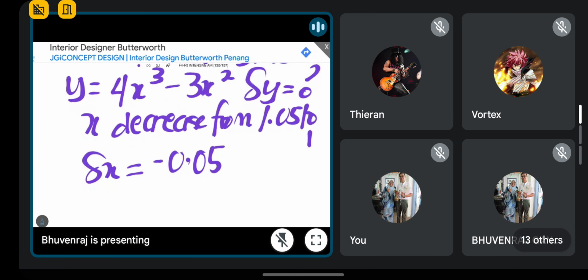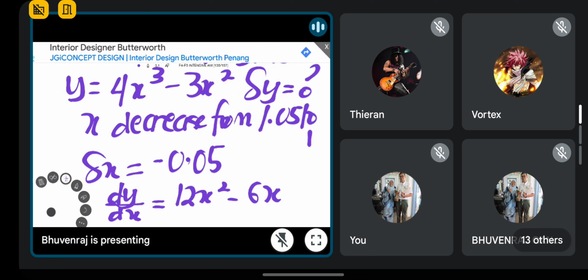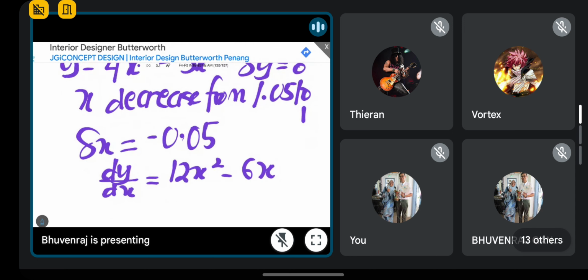Okay, so how to do it? Kamu kena bezakan dululah. Based on the formula, you must differentiate the equation. So you should get 12x squared minus 6x. Okay, second question. This part interesting. Guys, x value over here. Saya ganti 1.05 atau 1. Which one do I substitute inside the x?